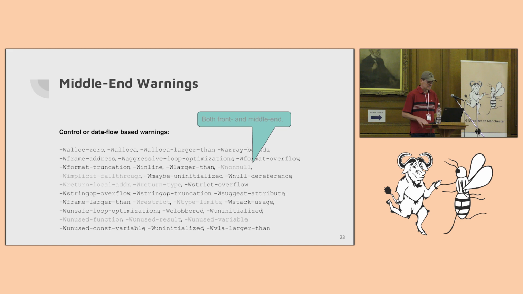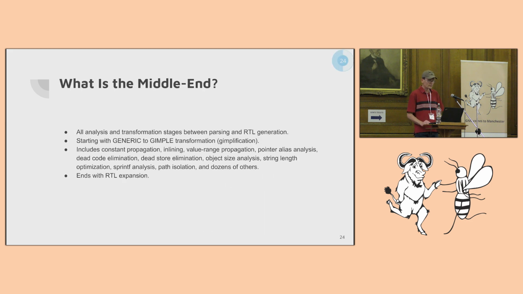I try to split these up into, I think, a comprehensive list. We have about, I want to say, 34 warnings here. We had about 44 purely front-end based warnings. So we have 34 middle-end warnings, some of which are partly implemented in the front end also, and those are the ones in the light gray font. Most of the others are completely implemented in the middle end. They depend on either a control flow or a data flow.